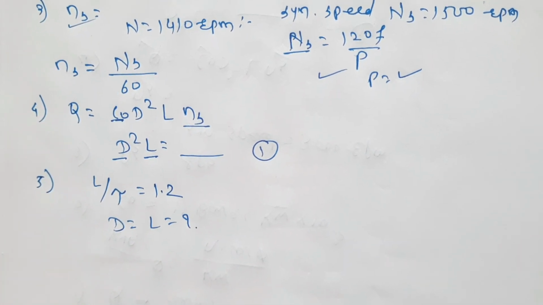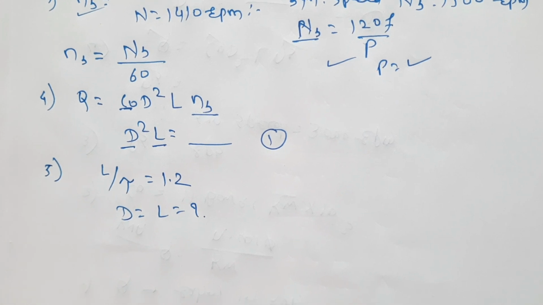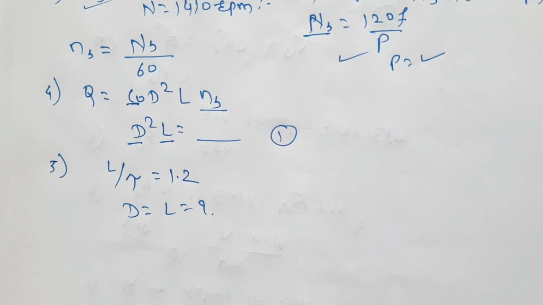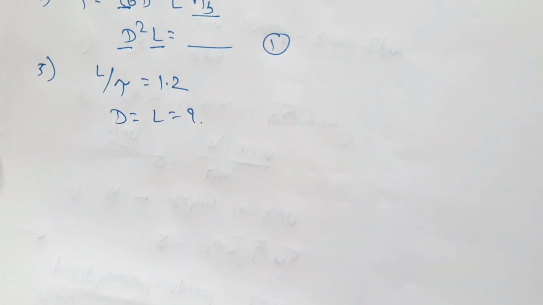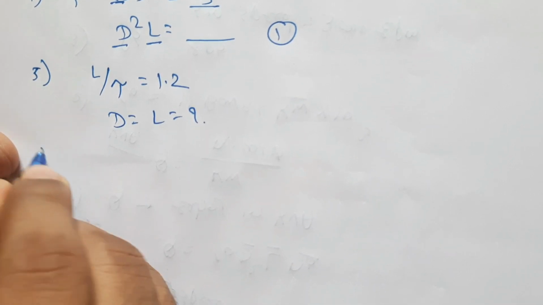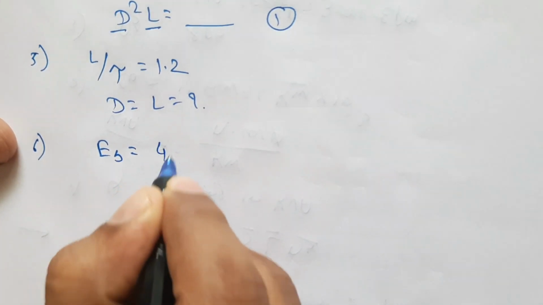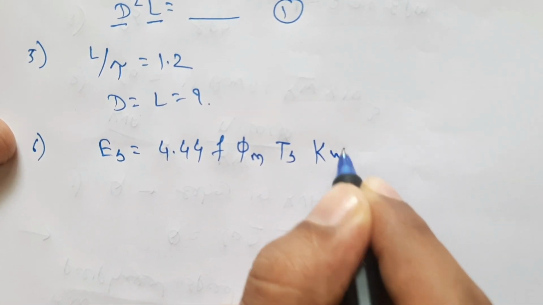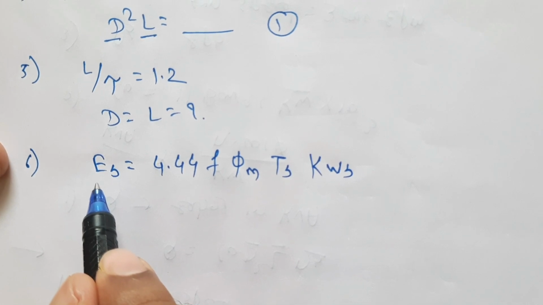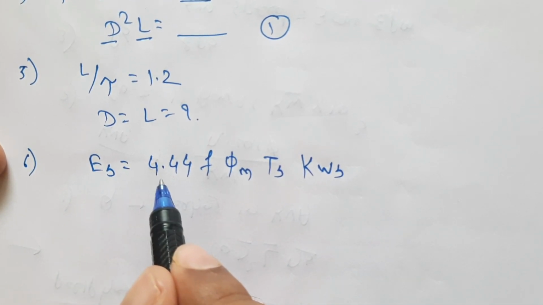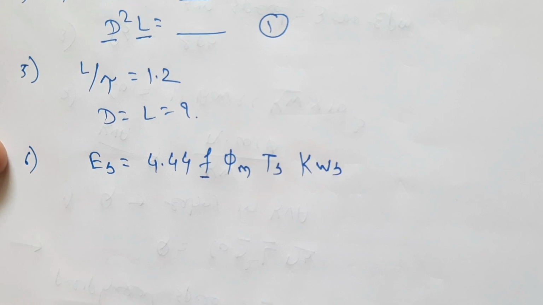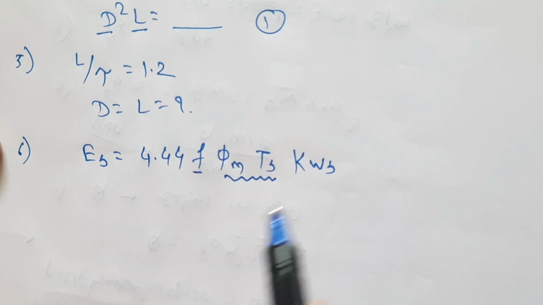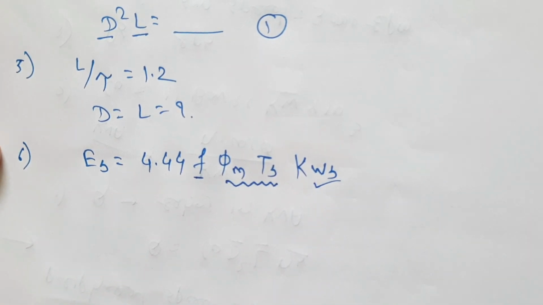But in this problem, we also require to find the number of stator turns, number of stator slots, cross-sectional area of stator conductor and area of stator slot. Now, to find TS, we know the relation ES is equal to 4.44 F phi m TS kWs. In this equation, we have the value of ES, that is voltage 400 volt, 4.44, F is 50 Hz frequency, but we don't know the values of phi m and TS. kWs is given, that is winding factor 0.955.